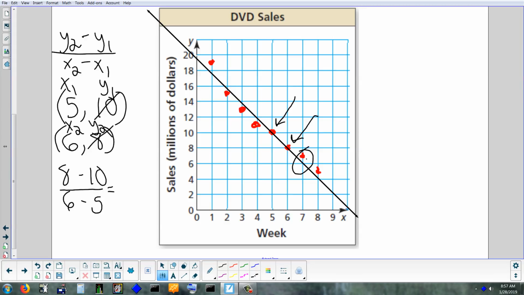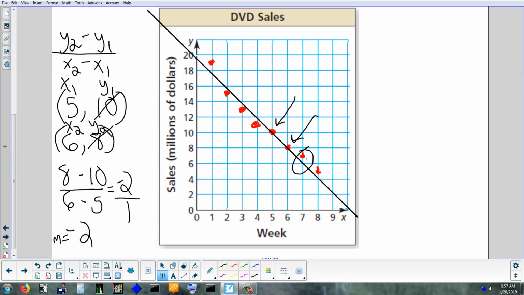So 8 minus 10 is what? Negative 2. 6 minus 5? 1. Negative 2 over 1 is what? Negative 2, right? Anything over 1 is itself. There's my slope. M equals negative 2.